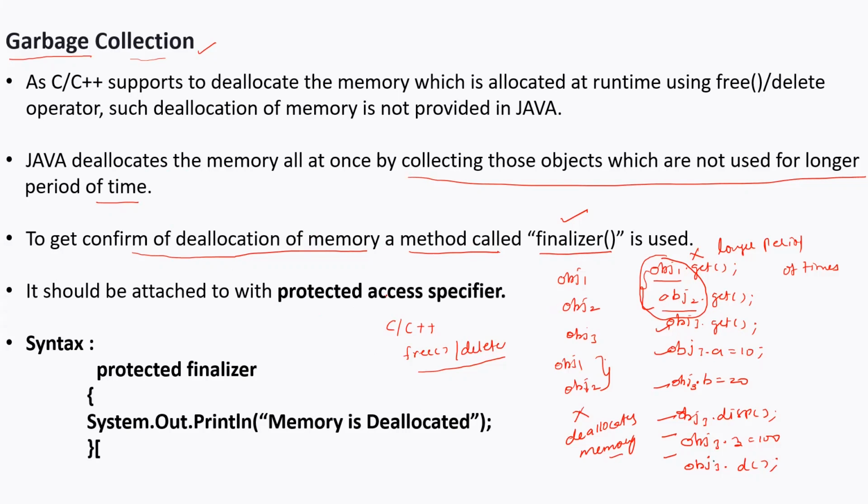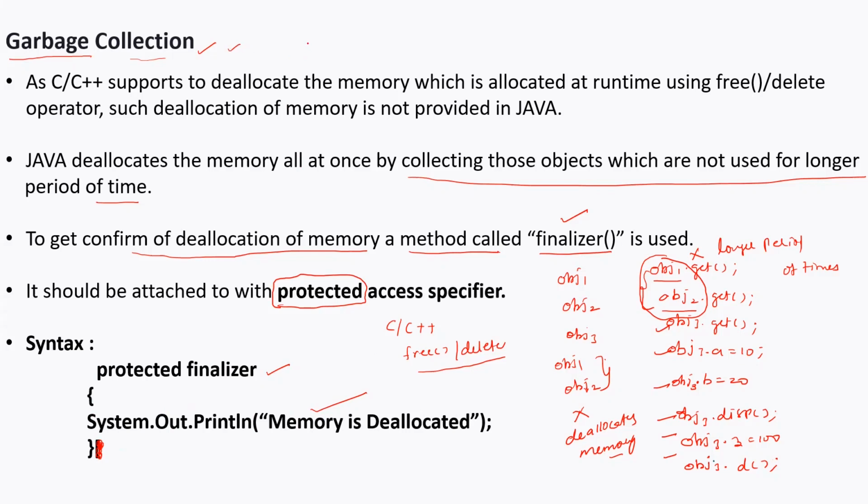The finalize method should always be declared with the protected access specifier. This is for sure, right? Next, you have the syntax for that: protected void finalize, with System.out.println memory is deallocated. This is how we insert it, at the end of your program. Is that point clear? It shows that memory is deallocated for all those objects. So garbage collection is so simple.